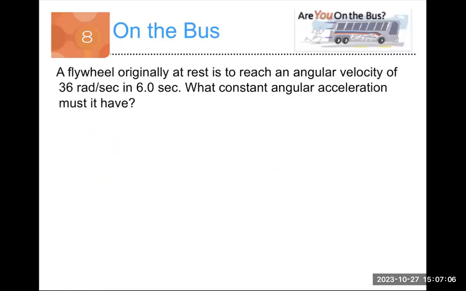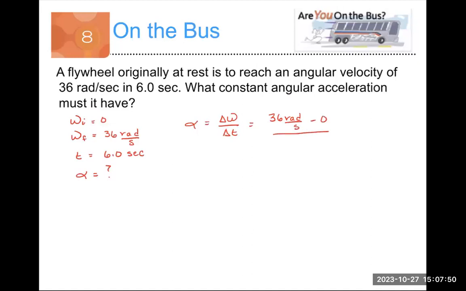The next one, we have a flywheel that's originally at rest. So therefore, we know omega initial is going to be 0. And it reaches an angular velocity of 36 radians per second. So omega final is 36 radians per second. And the time it does this is 6 seconds. And you're asked for alpha again. So alpha is delta omega over delta t. So we have 36 radians per second minus 0 divided by 6 seconds. And that's going to give us 6 radians per second squared.